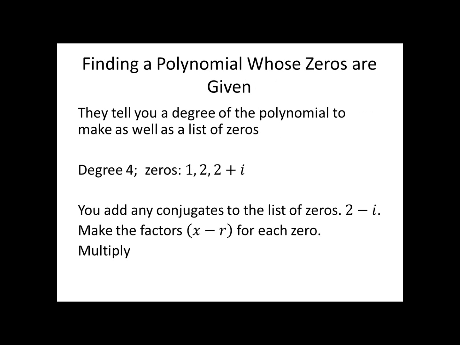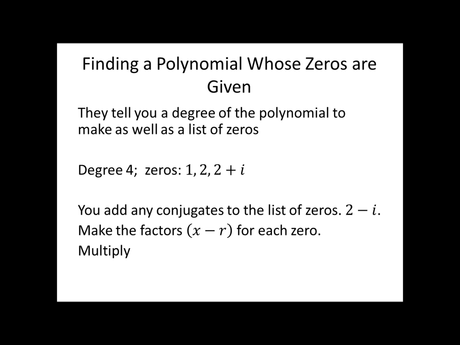Okay, so let's talk about finding a polynomial whose zeros are given. What they're going to do is they're going to tell you a degree for the polynomial. So in this case, we want a degree 4. That means we want x to the 4th power. They tell us that 1 and 2 are zeros. That's great. Those are real numbers. Those are easy to work with. They also tell us that 2 plus i is a 0.